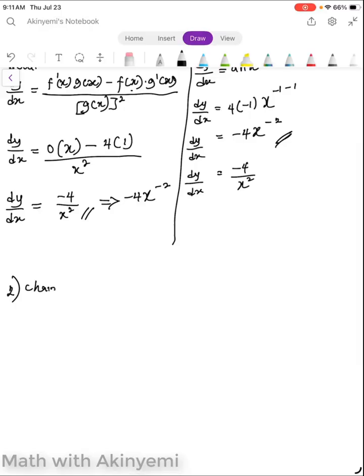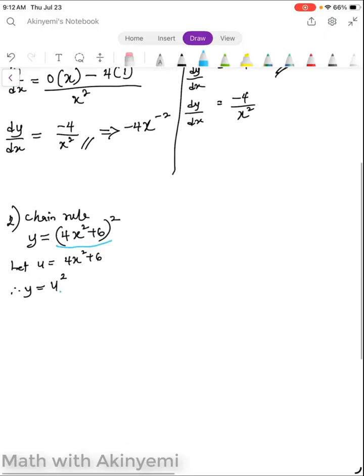So the second one we want to do is the chain rule problem. Let's label it chain rule. Let's say y equals (4x squared plus 6) all squared. So using the chain rule, we can say let u equal 4x squared plus 6, and therefore y will be equal to u squared.